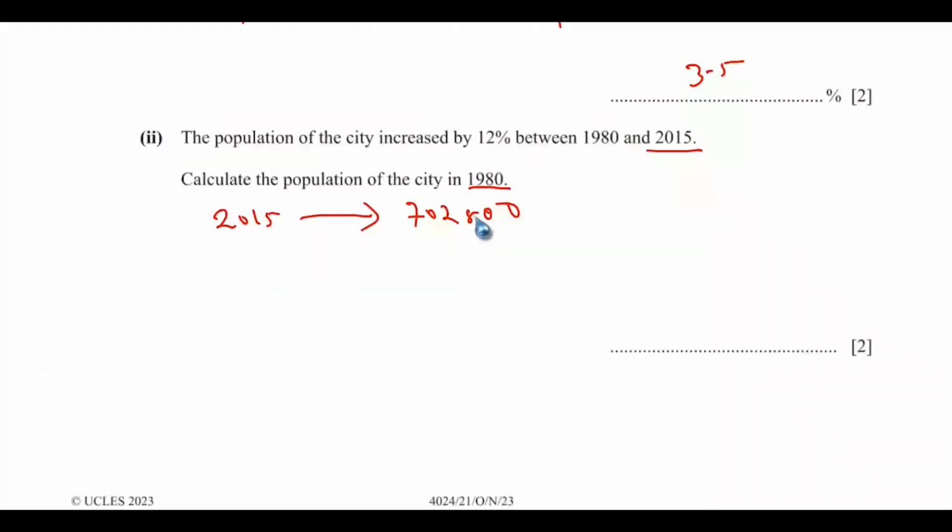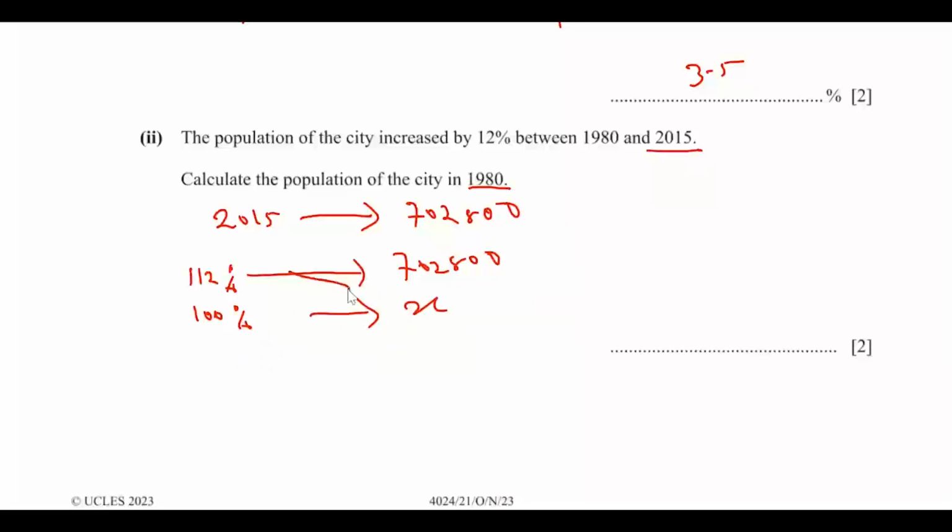So that is 702,800, and we were told that it was increased by 12%. So the implication is that at 112%, you have 702,800. So that is after the increase has been added. We want to get the population of the city in 1980, that is before it was increased. So that will be at 100%. So this is 112%, so it will be what? X. And that will be at 100%.